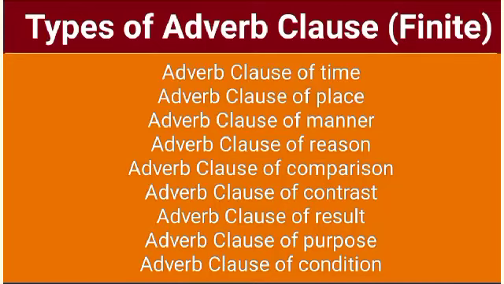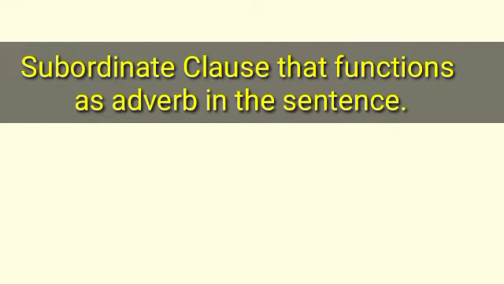Welcome back, friends. In this video we'll talk about types of adverb clauses. In the last video we saw an introduction to adverb clauses. We've seen that the subordinate clause that functions as an adverb in the sentence is called an adverb clause. We've also seen that adverb clauses can be categorized in two different ways. The first classification is done according to the verb used in the sentence.